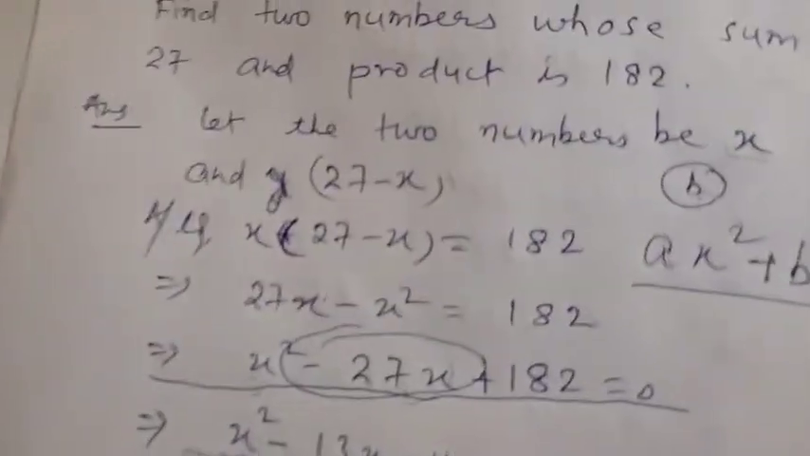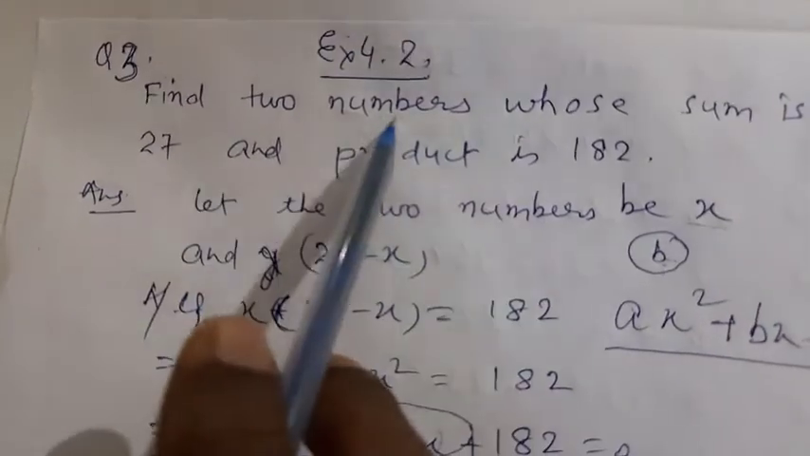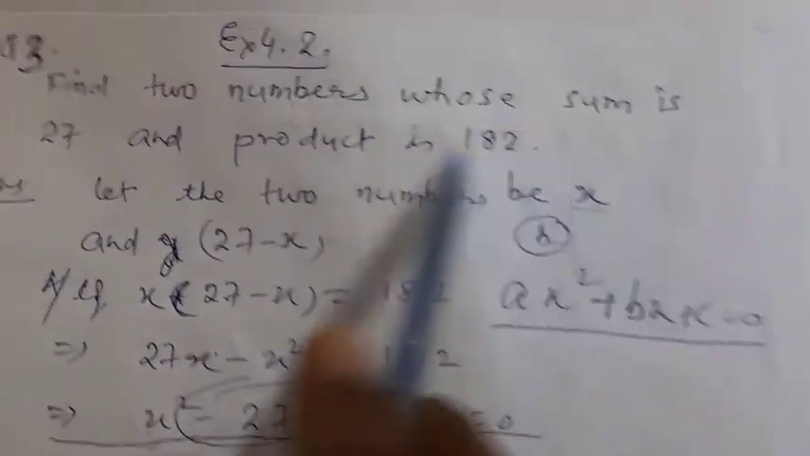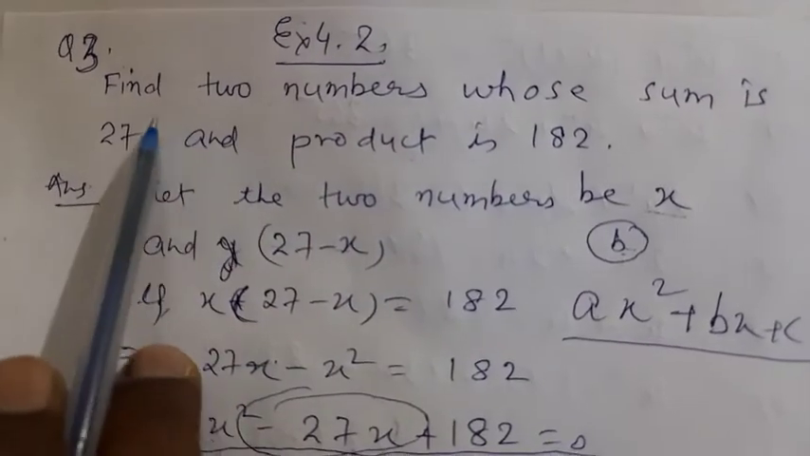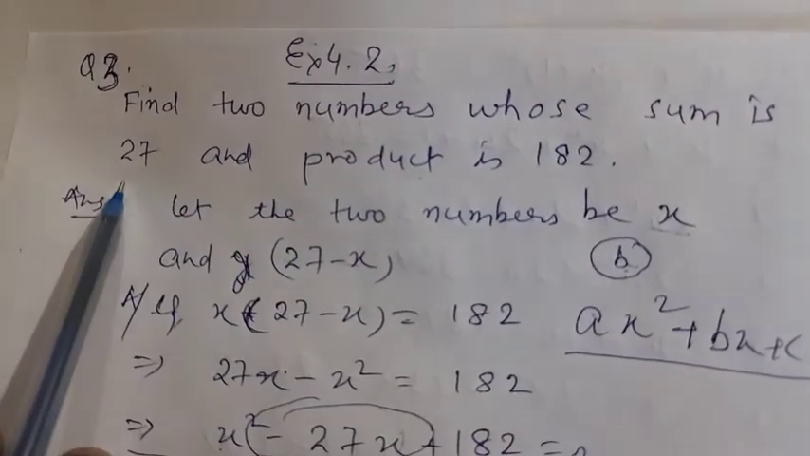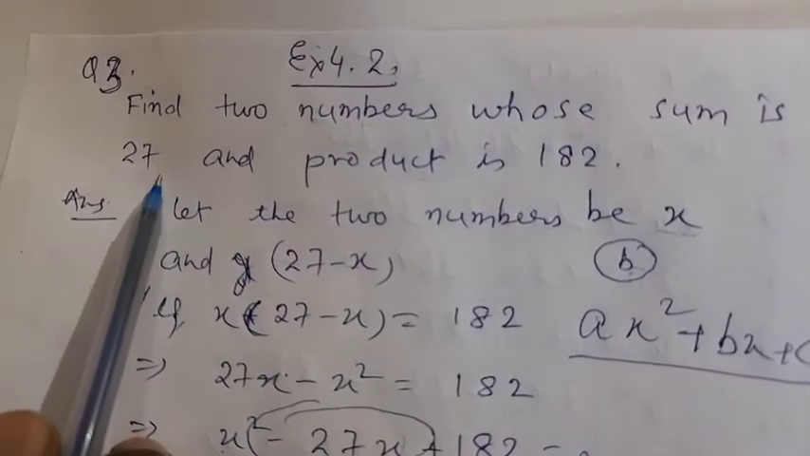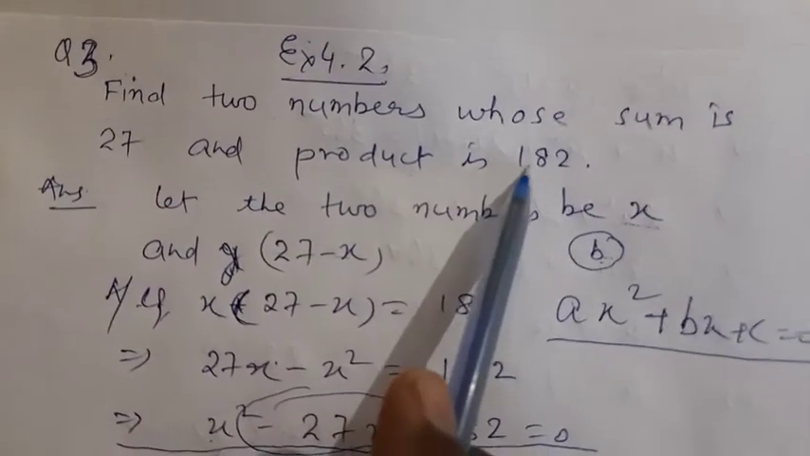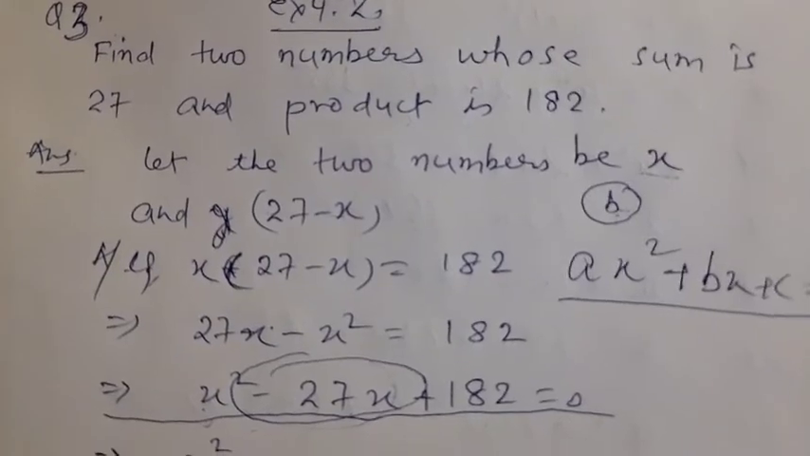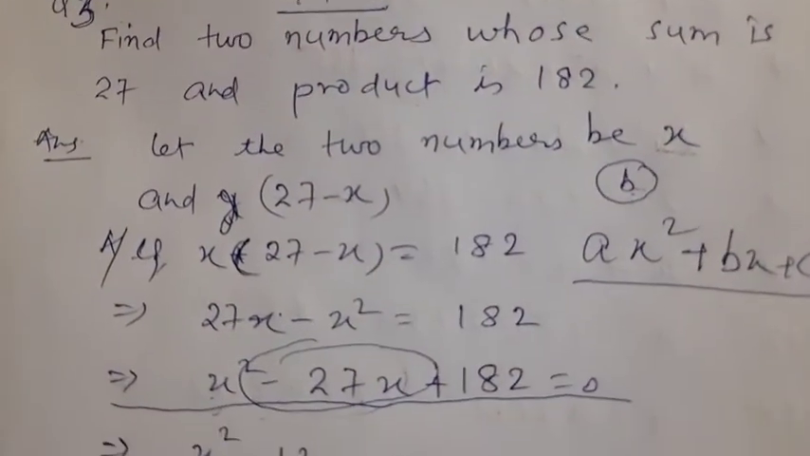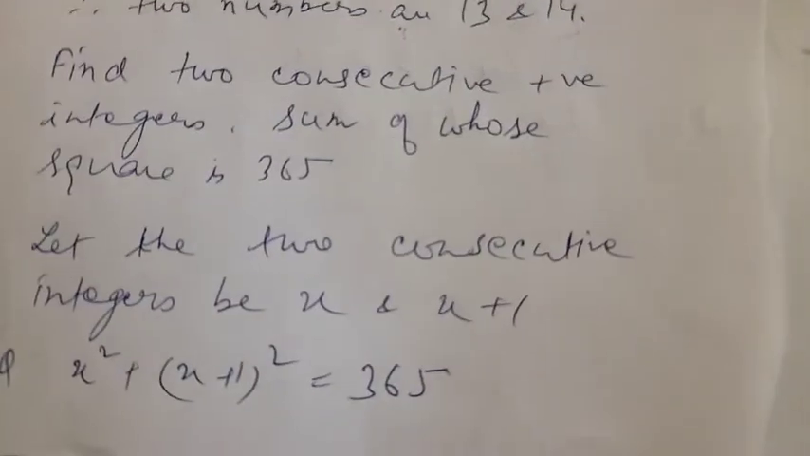The question was: find two numbers whose sum is 27 and product is 182. We see that 13 and 14 when added become 27, and when they are multiplied they give us 182. Now the next question is also based on the same type of pattern. It is this one.